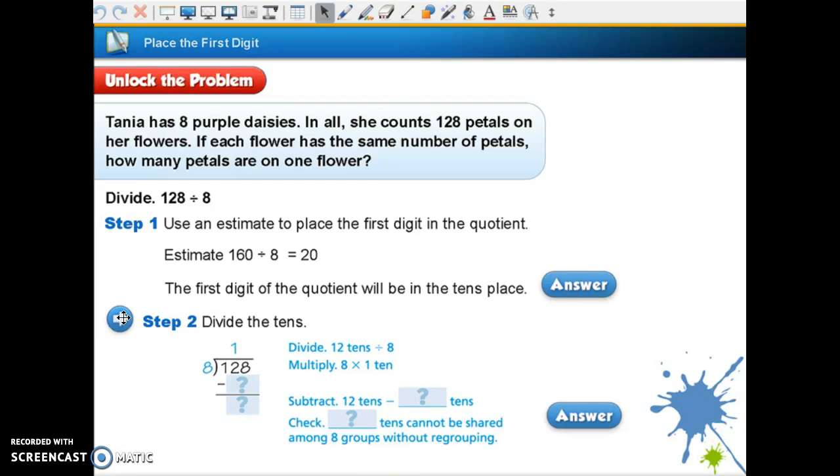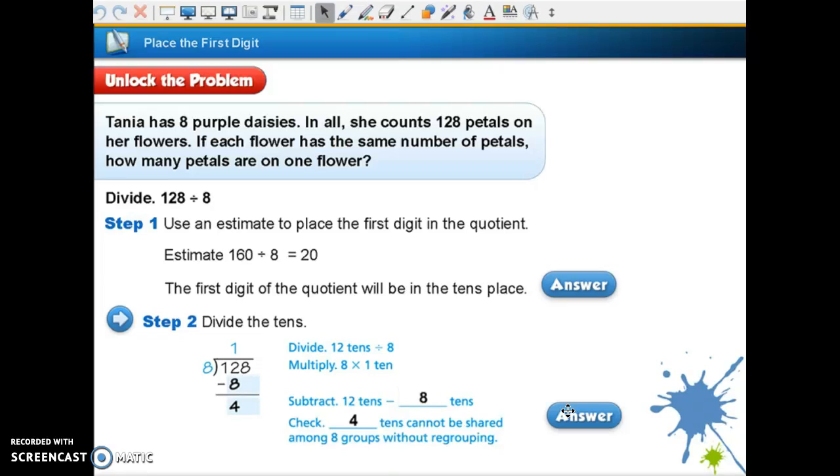Step 2, divide the tens. Divide 12 tens divided by 8. Multiply 8 times 1. Subtract 12 tens minus 8 tens. Check. So now we subtracted and we only have 4 left. Can 4 be divided by 8? No, it's too small. We can divide 8 by 4, but that's not what we're doing. We're dividing 4 by 8.